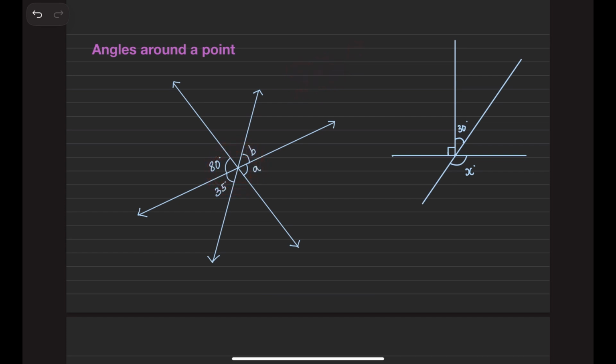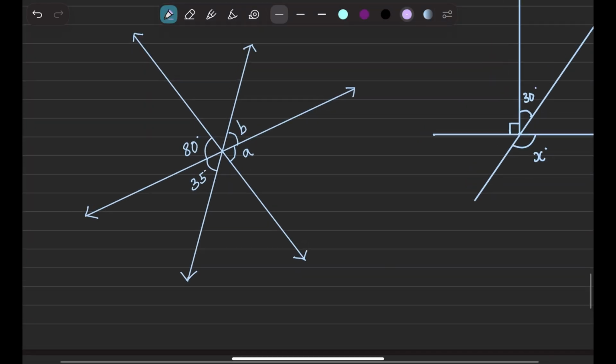Why is it like that? Because suppose this is a straight line. Okay, we know that all this adds up to 180. We just did it. Similarly, all this will also add up to 180. So in total, 180 plus 180 is 360. So angles around a point is 360. In case some of the angles are missing, this is the property that you can use.